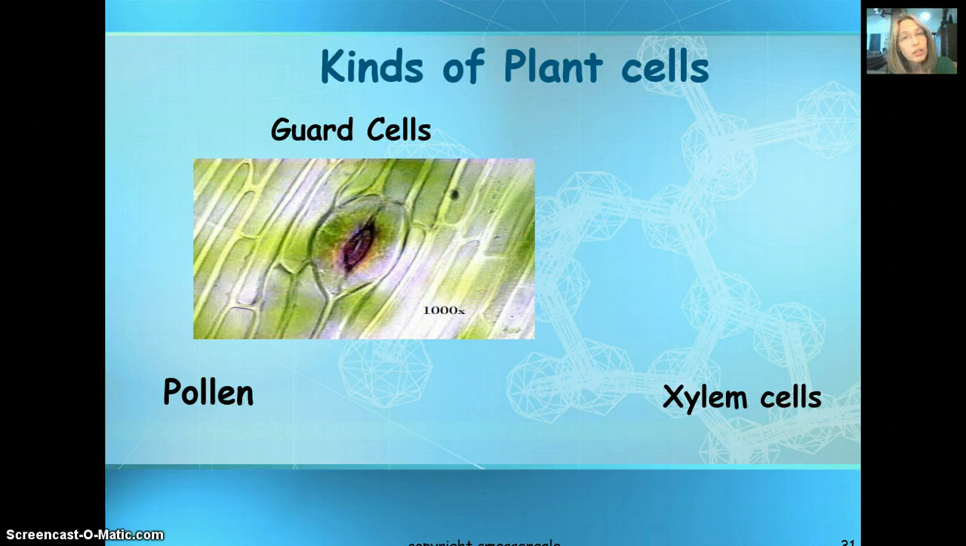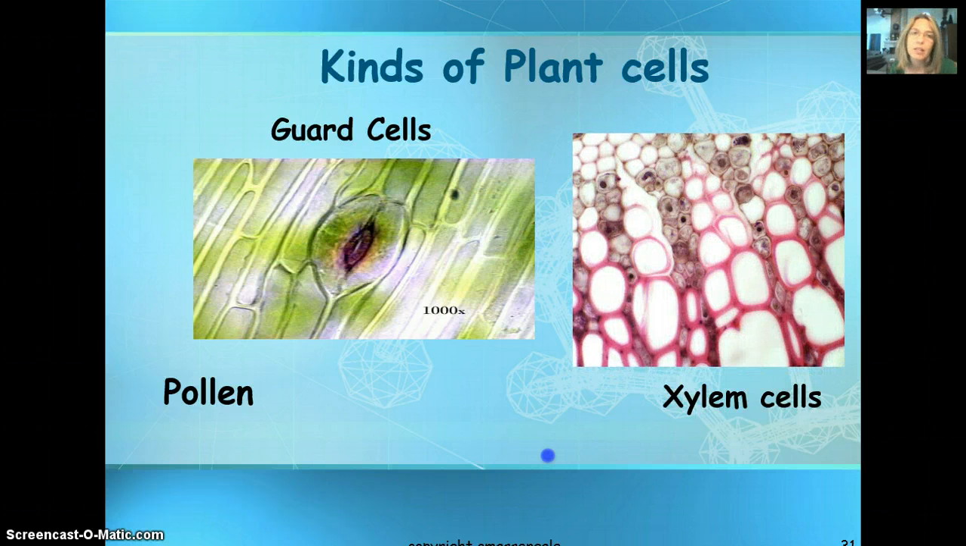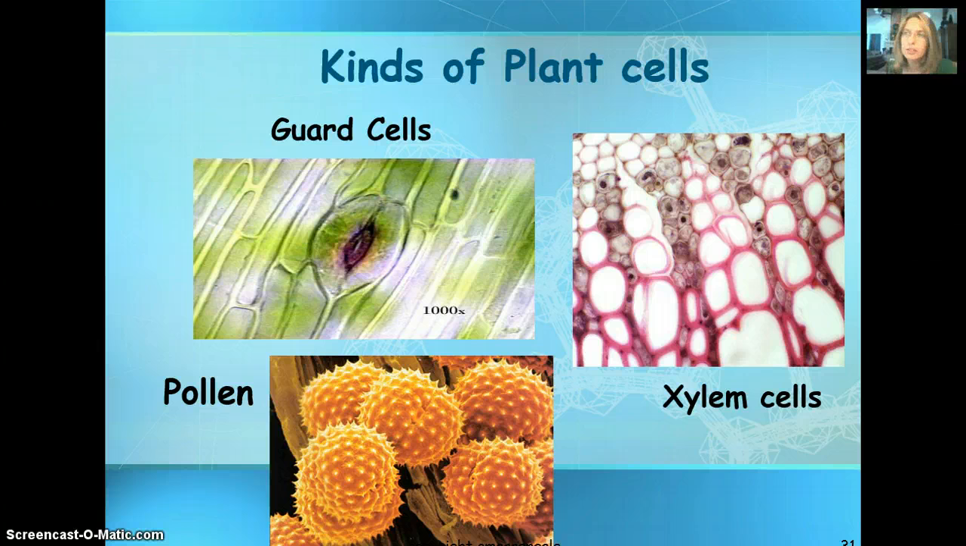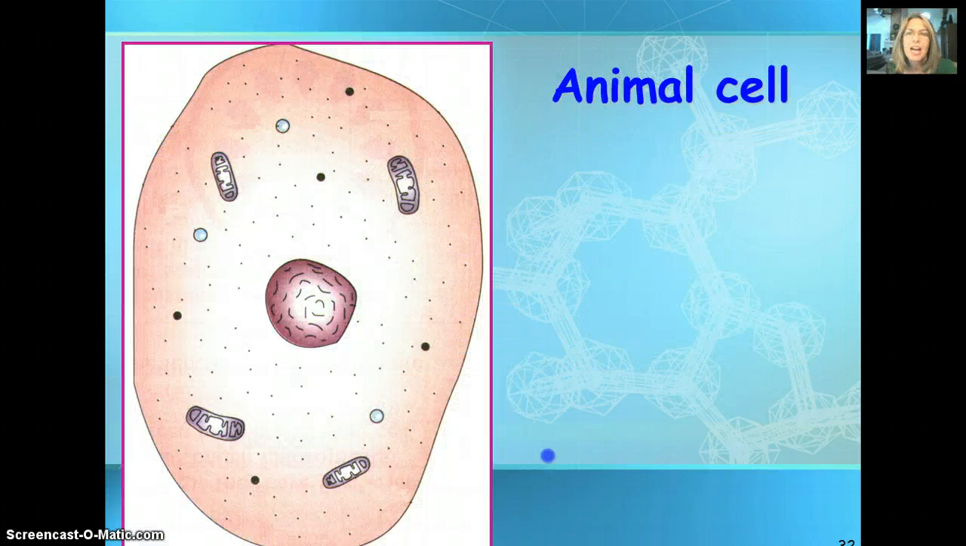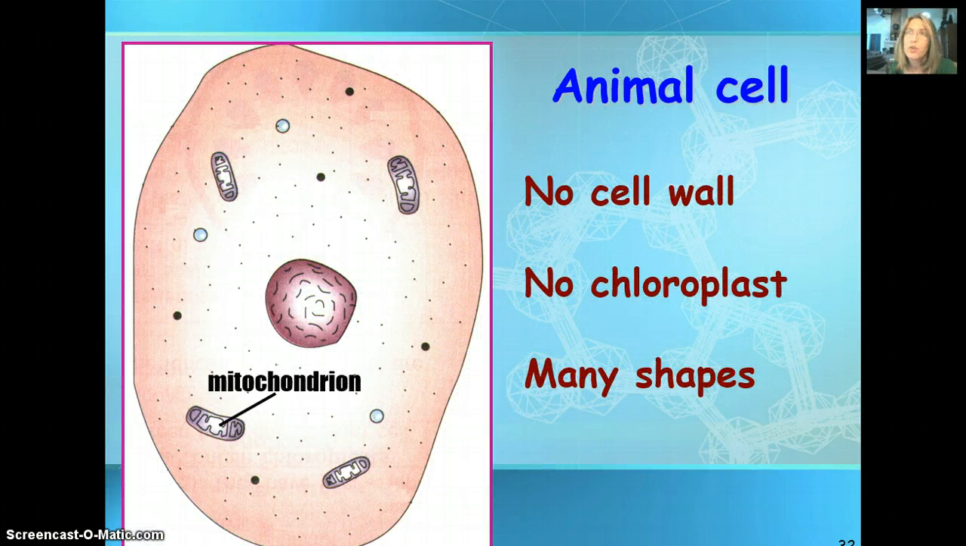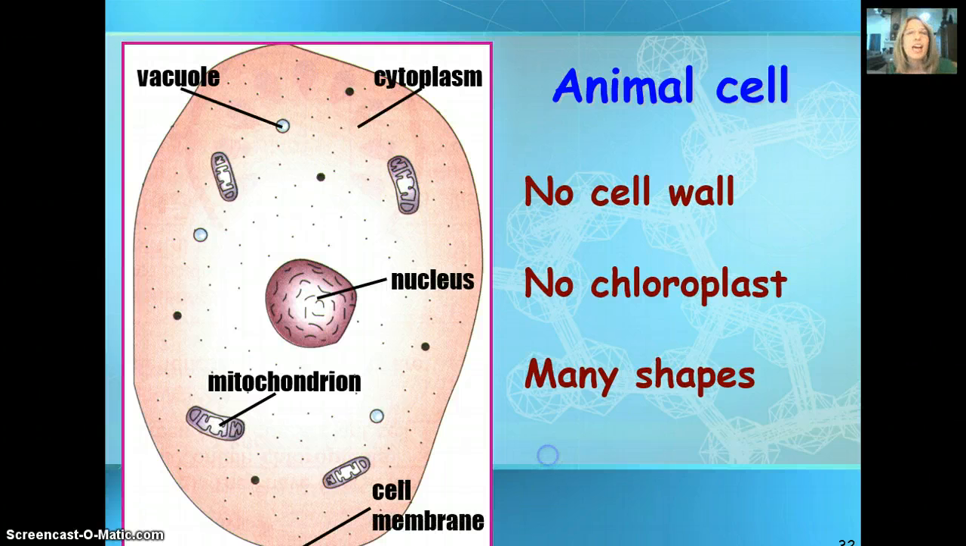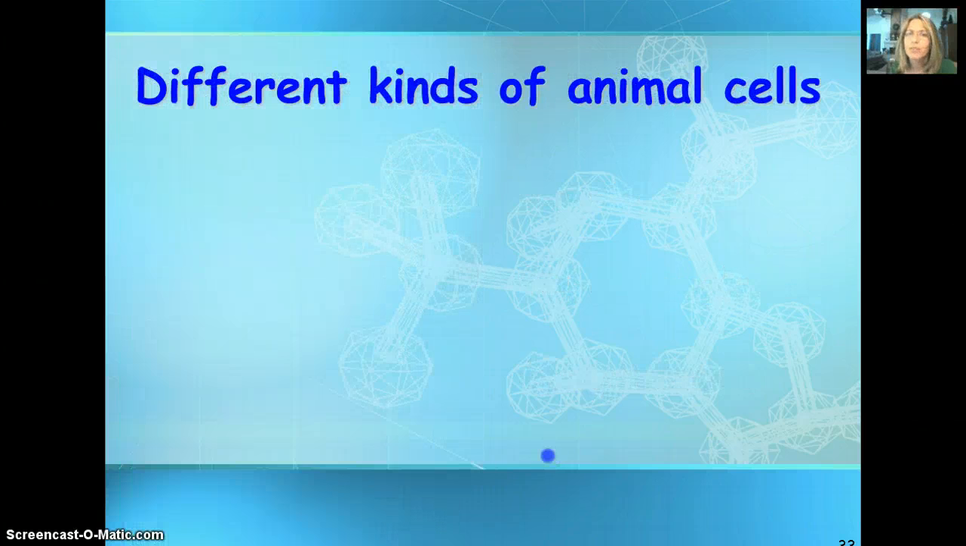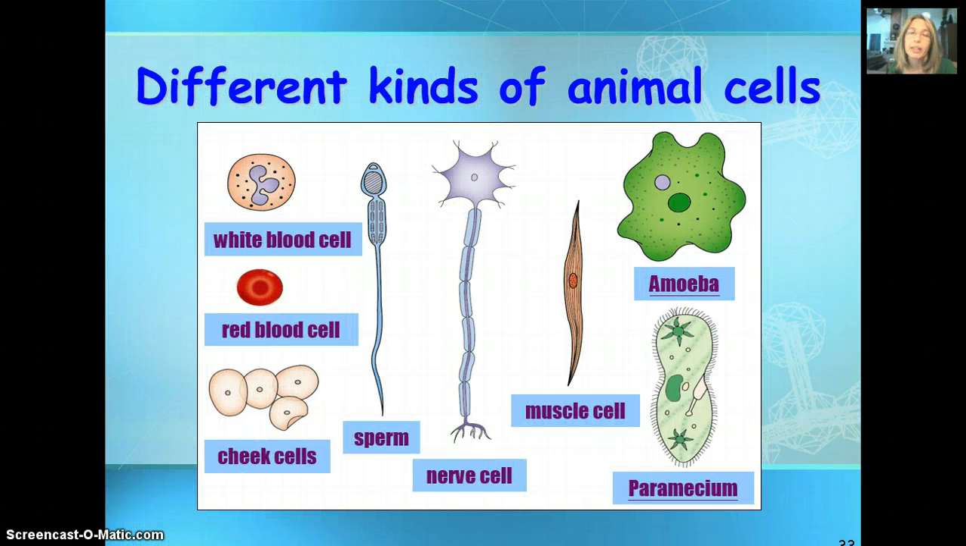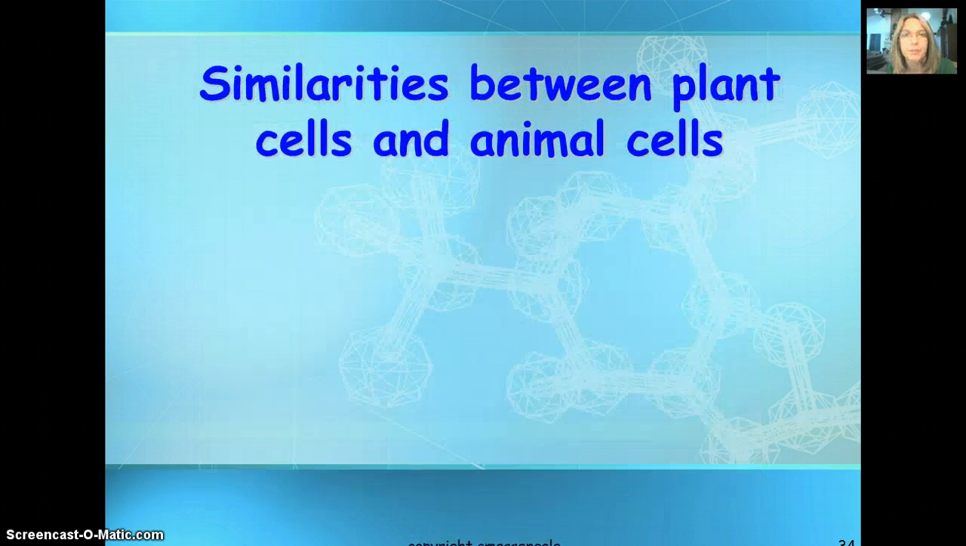There are different kinds of plant cells. There are guard cells in the leaves of plants, and there are xylem cells in the stems of plants, pollen cells in the flowers of plants. Animal cells, remember, have no cell wall. They don't have any chloroplasts. And animal cells actually come in a wide variety of shapes. Some of them look like donuts, and some of them look like trees, and some are long and skinny. Paramecium is a protist, looks kind of like a shoe. And the amoeba is just like a blob.